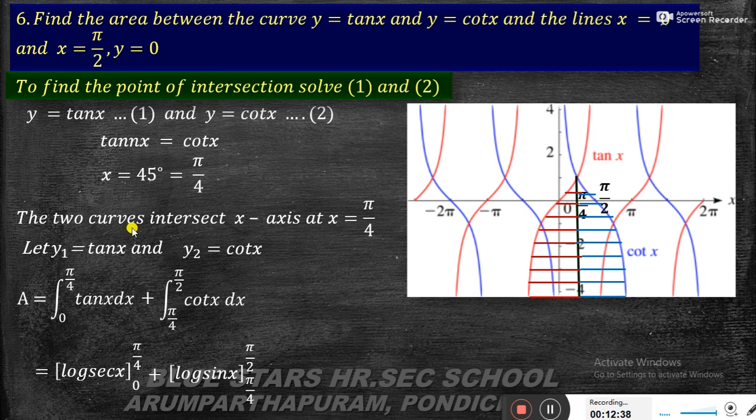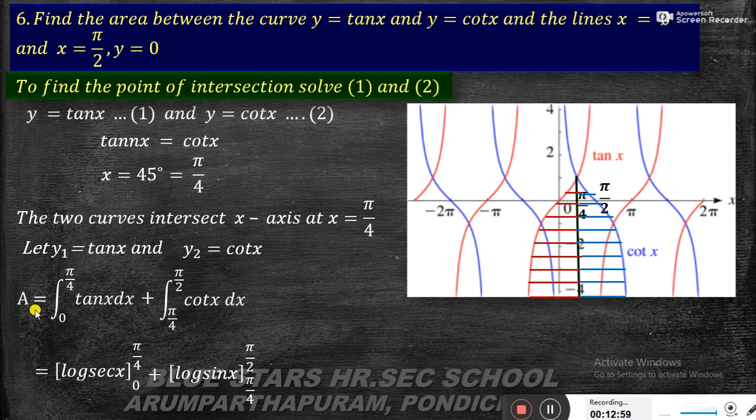So therefore I write it. Next one, you see the diagram. This is the tan x curve, this is the cot x curve. So this is the portion for the region. This is the region between the two curves. So here you write it, that means y1 equal to tan x, y2 equal to cot x.